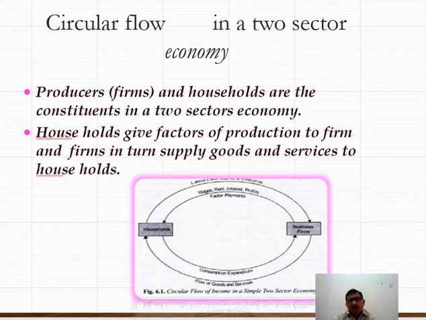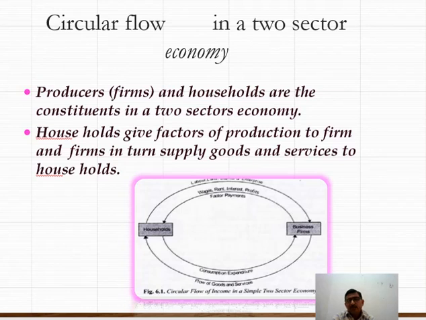In case of two sectors in an economy, the household sector gives factor services to the producing sector, and in return, the producing sector gives goods and services to the household sector. When the producing sector gives goods and services to the household sector for its contribution in the production process, it is also known as the real flow.